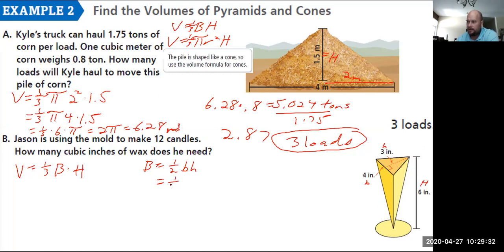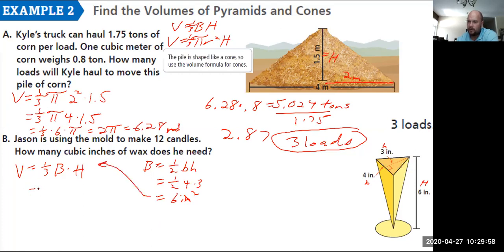So we have 1/2 base, which was 4, times height, which was 3. 1/2 of 4 is 2. 2 times 3 is 6. So the area, again, this is the area in inches squared. We can now take that and plug it into our original equation for volume.